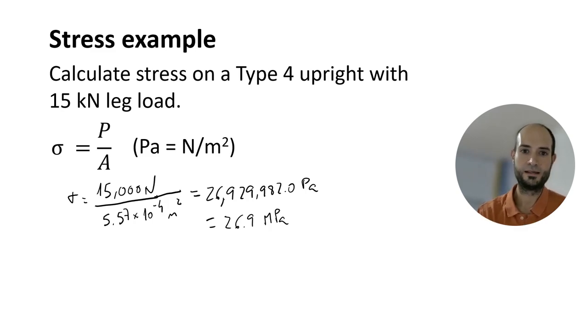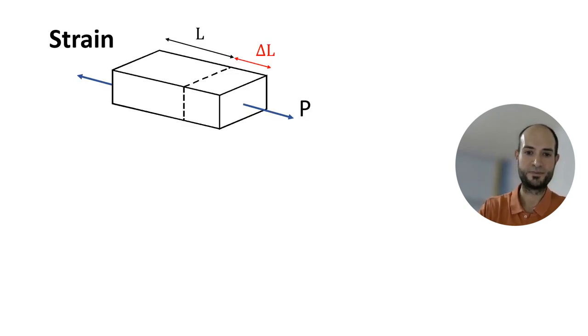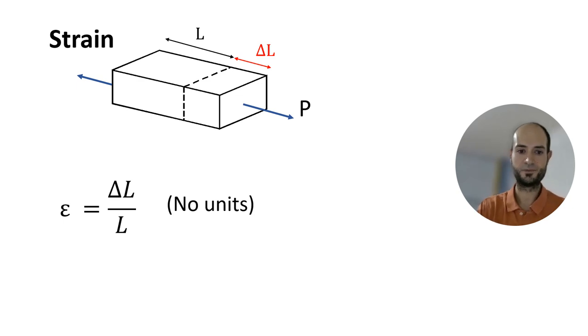Okay. And now another concept related with stress. Strain. Strain is the elongation or shortening the material suffers under a load. So imagine we have this block with a tension load and the material elongates. We call it strain, with an epsilon, as the change in length over the original length, and it has no units.